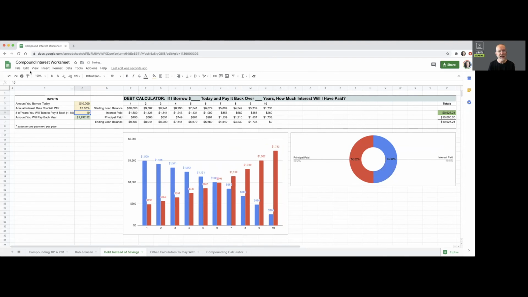What you're going to see at 15%, it's going to take 10 years to pay that back. So let's say I borrowed $10,000 on my credit card and I paid it back every year. I didn't borrow any more. By the end, I will have paid the $10,000 in principal and $9,900 in interest. Our ratio is almost 50-50 interest to principal because that higher interest rate of 15% is really hurting us throughout the life of that loan.